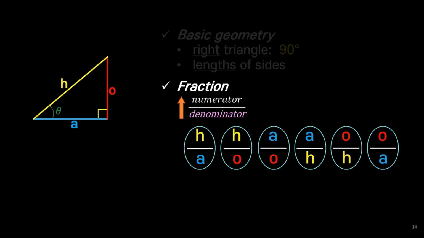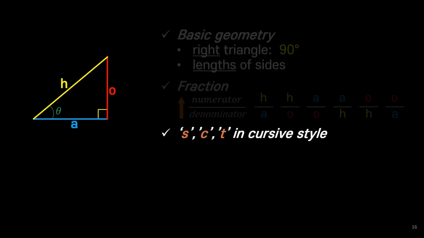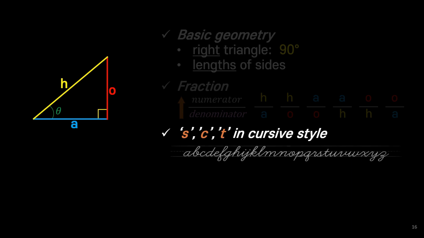Please note that these 6 ratios represent the 6 trigonometric functions, which are simply various ratios between the lengths of these three sides. These are the only 6 possible ratios of two sides of a triangle. Here are their names. It's not necessary to memorize all of them. You can primarily focus on the 3 main trigonometric functions: sine, cosine, and tangent. The other 3 functions, cosecant, secant, and cotangent, are simply reciprocals of the 3 main functions, as we will discuss later. Next, let's review how to write a lowercase letter in cursive style. The letters C for cosine, S for sine, and T for tangent.